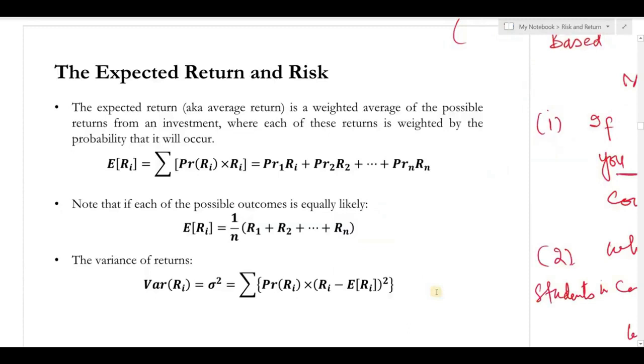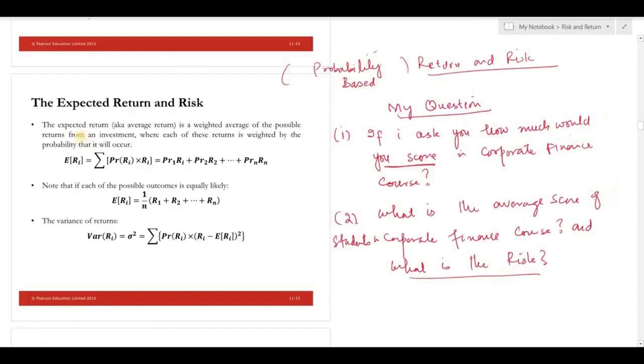Okay, the next topic is expected return and risk based on future data. If you see this slide, I wrote it as probability based return and risk.